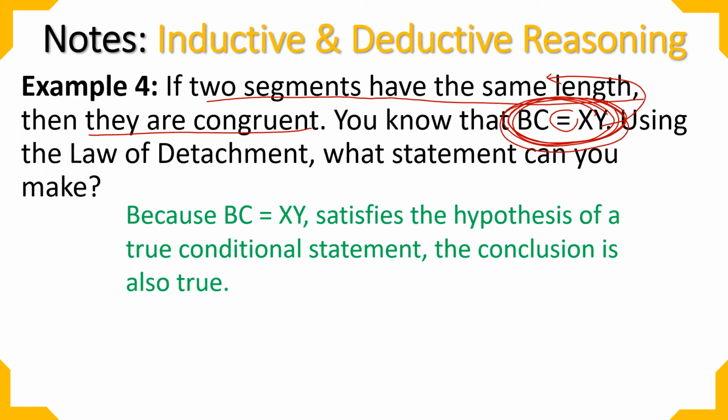So we can say the following. Because BC is equal to XY satisfies the hypothesis of a true conditional statement, the conclusion is also true. So BC is congruent to XY.